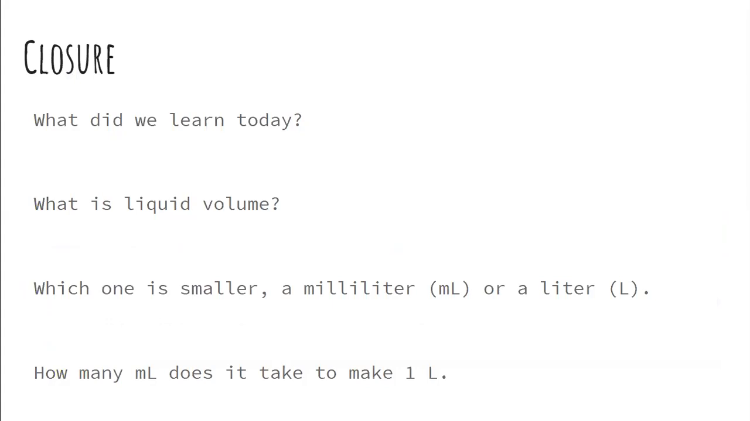So here are the questions that we have. What did we learn today? Today, we learned about estimating liquid volume using liters and milliliters. And what is liquid volume? Remember, liquid volume is how much space that a liquid takes up. It can be in a cup, in a glass, in a sink, in any kind of container. Which one is smaller, a milliliter or a liter? Give you some time to think about that. If your answer was milliliter, you are correct. A milliliter is smaller than a liter because a milliliter is about the size of a water drop, or even a raindrop.